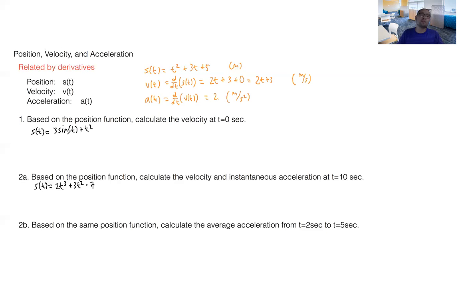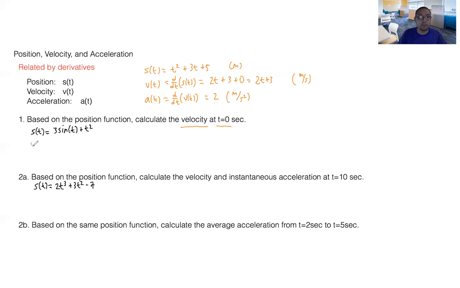And so this is position, and you're asked to calculate the velocity at t is equal to 0 seconds. You're asked for an actual value, right, at a given time point. So this means you're going to get a numerical answer or value, okay, not a function. And so let's get from position to velocity first.